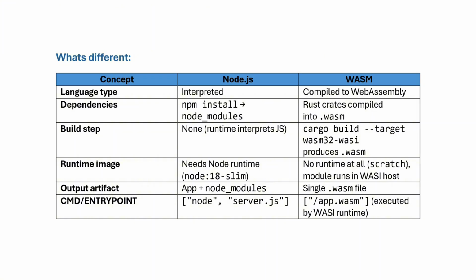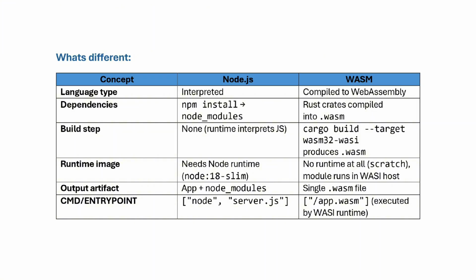Runtime image. Node.js needs a Node runtime, that is Node 18 Slim. WASM doesn't need a runtime at all. It is scratch. The module runs in the WASM host. Output artifact. In Node.js it is the app plus node_modules. In WASM it is a single .wasm file.